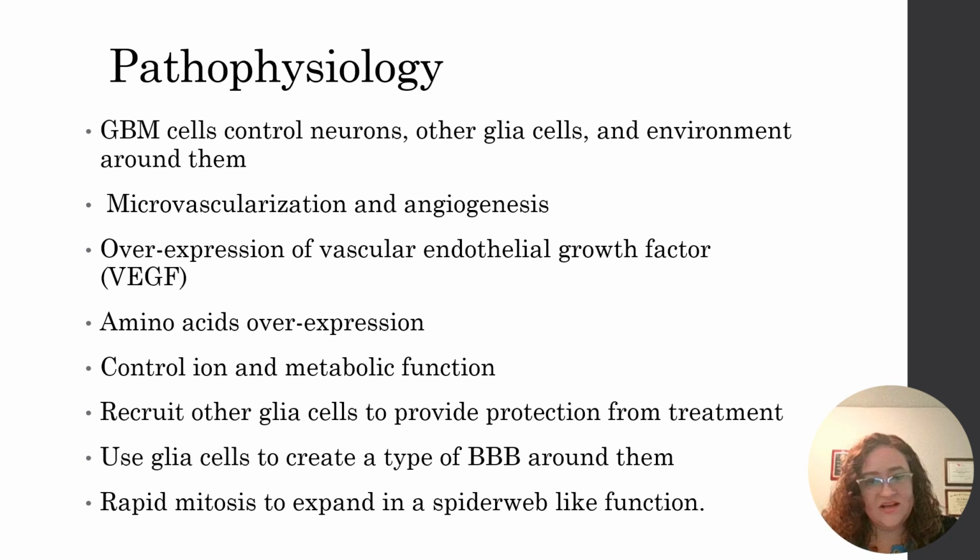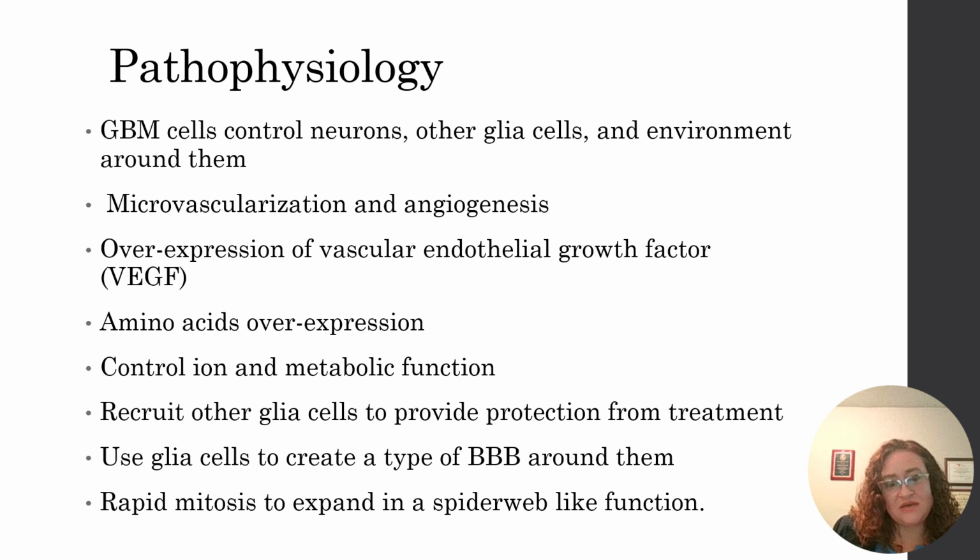There is a lot of microvascularization and angiogenesis that occurs, and overexpression of vascular endothelial growth factor. They are also overexpressing amino acids. Notice they don't necessarily take up or metabolize glucose, but they are metabolizing amino acids. They control ion and metabolic function. They recruit other glial cells to really protect them. And they use those microglia to create a type of blood-brain barrier around them, which just protects that tumor from treatment. It also steals things from our normal blood-brain barrier to help it do that.